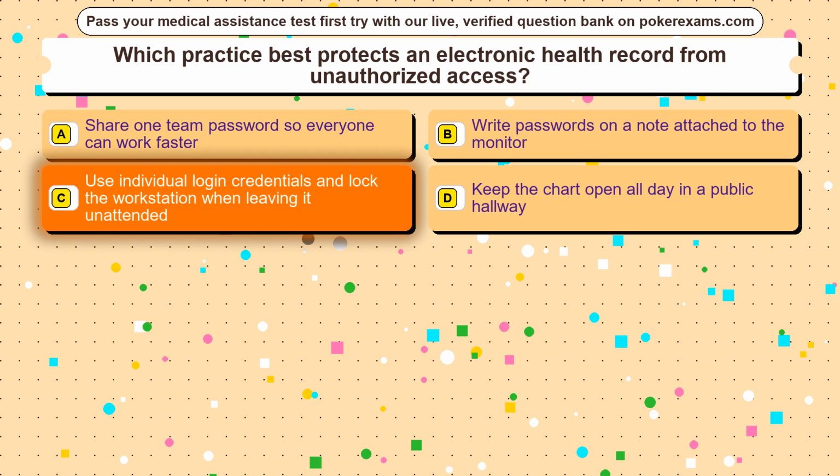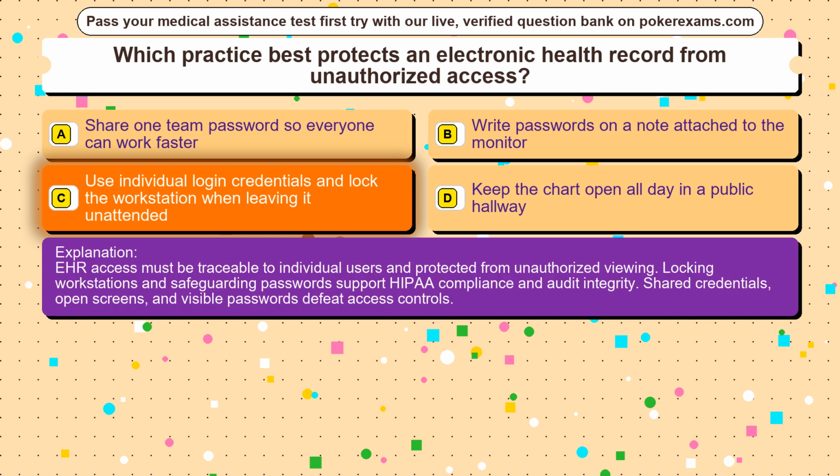The correct answer is option C. Use individual login credentials and lock the workstation when leaving it unattended. EHR access must be traceable to individual users and protected from unauthorized viewing. Locking workstations and safeguarding passwords support HIPAA compliance and audit integrity. Shared credentials, open screens, and visible passwords defeat access controls.